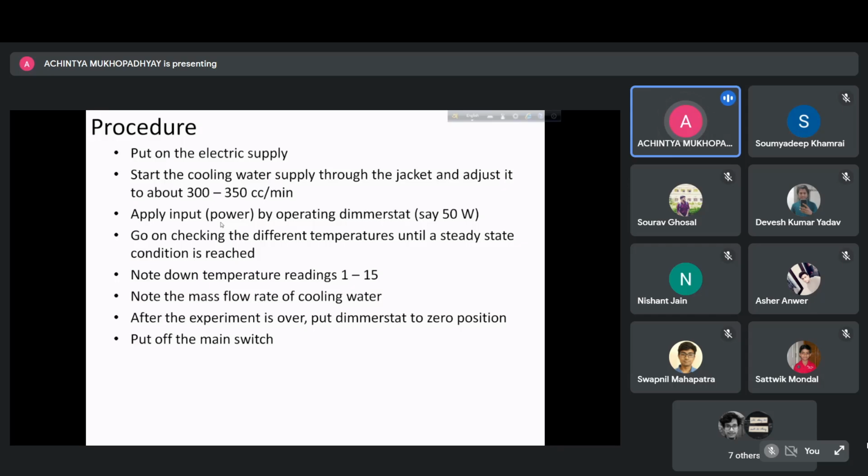After the experiment, here there is only one set of readings. After the experiment is over, again you have to put the dimmerstat first to 0 position and then put off the main switch. After some time you should stop the cooling water supply so that it allows the rod to cool down. The heater too means cool down, yes.